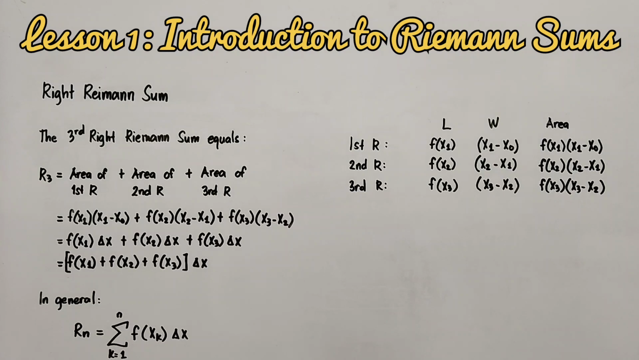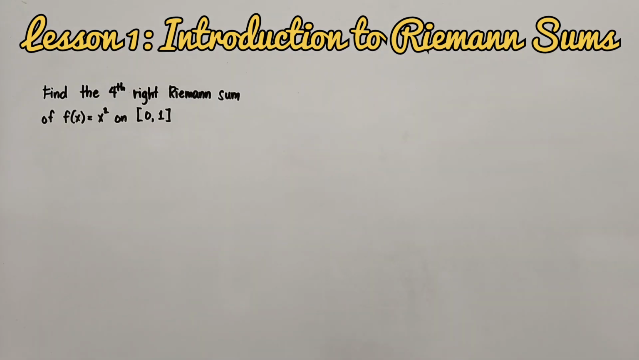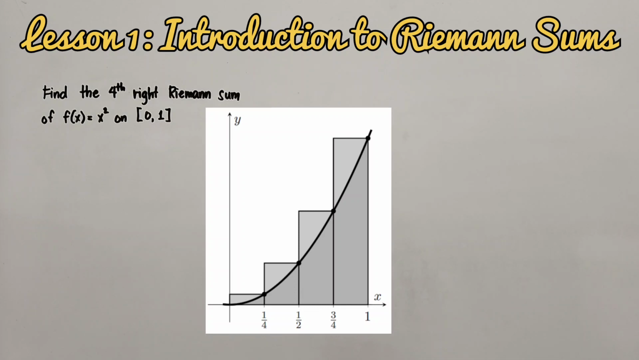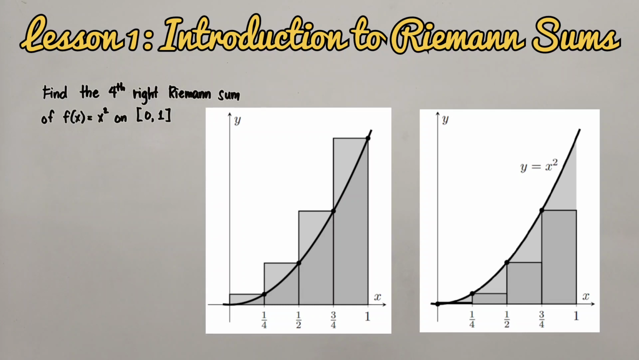Let's have now the example for the right Riemann sum. Find the fourth right Riemann sum of f of x equals x squared on the closed interval 0, 1. Observe the difference of this graph to the graph of the fourth left Riemann sum. Since this is the fourth right Riemann sum, the height of the rectangle depends on the right endpoint. Observe that all the rectangles are above the graph of f of x equals x squared, because the right endpoints are higher than the left endpoints.